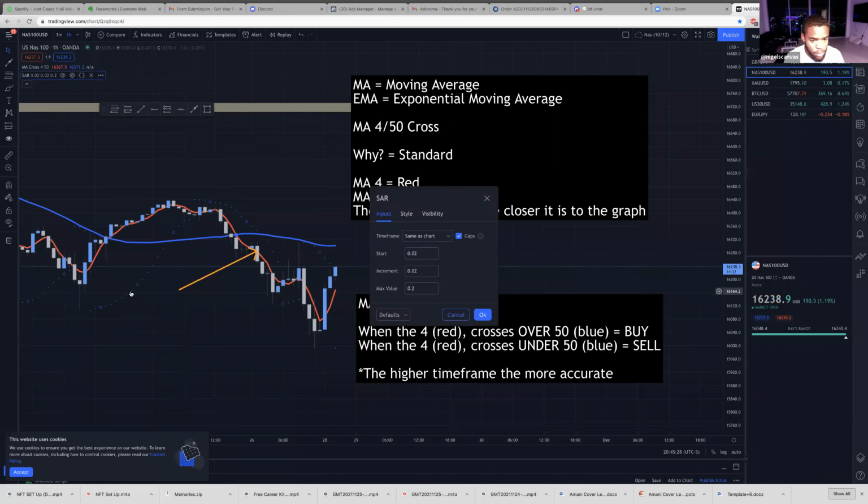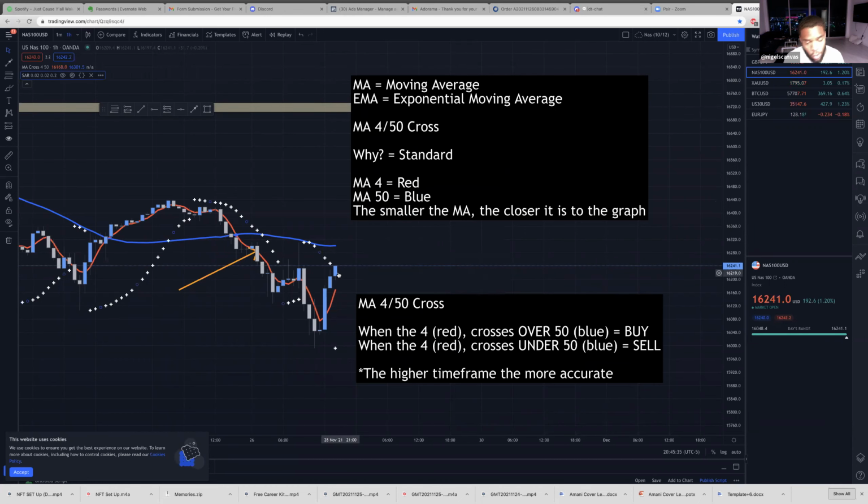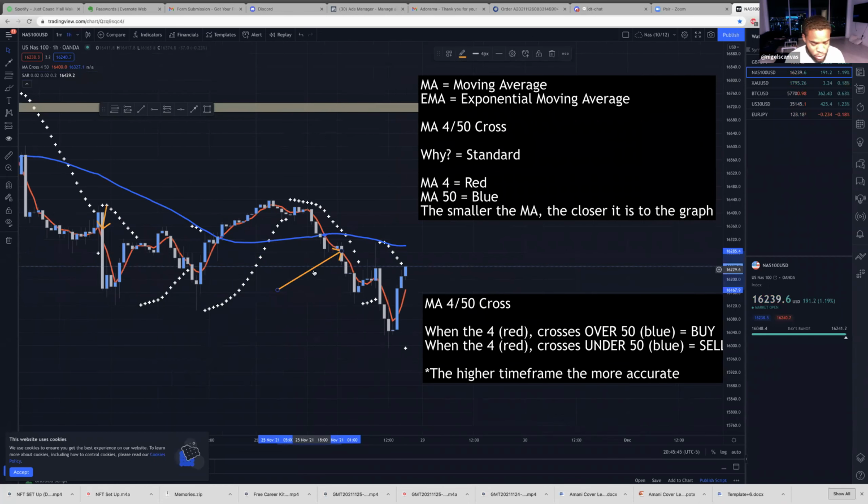Now me, simply with the color scheme, I like to make my dots white and make them a little bit bigger. It's a cross, a dot, a star, whatever you want to call it. To be honest, it does not matter. But you just want to make sure that they're visible, okay?